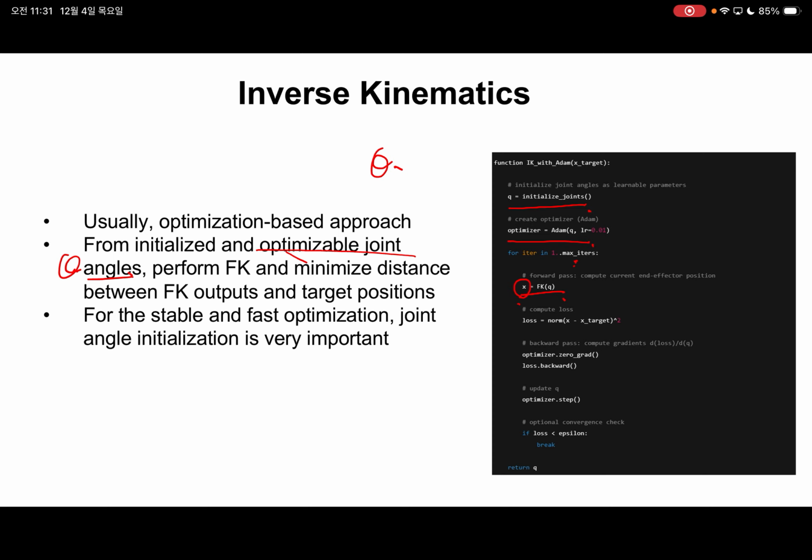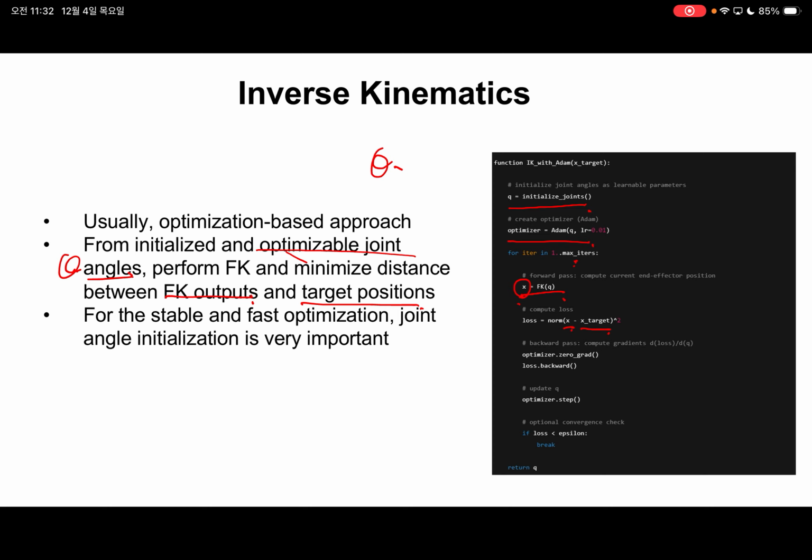Forward kinematics is differentiable, so the entire pipeline is differentiable. We have end position X, and then we have X target. We compute a distance, a loss function, between our forward kinematics output, FK output, and the target position. That becomes the loss function, and then we just simply minimize this loss function and repeat this, right? This is a typical way for inverse kinematics. From the initialized joint angle, we first perform FK, and then we get the joint position, and then we minimize the loss between the target and FK output. We repeat this.